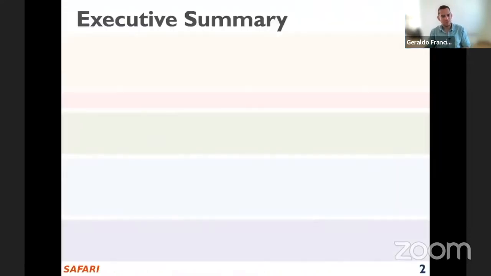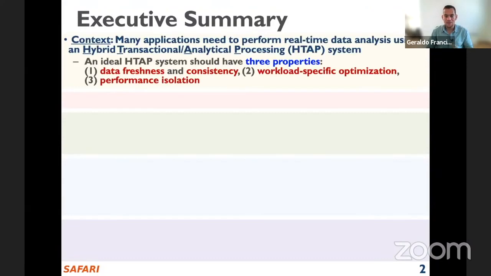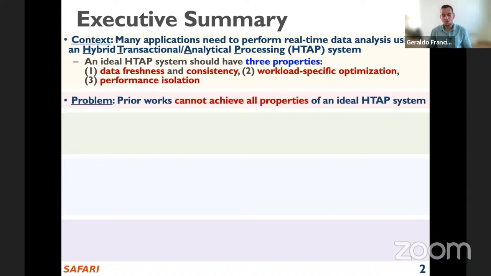Before we start, I'm going to give a brief summary of what this talk is about. Many applications today need to perform real-time data analysis using what we call a hybrid transactional and analytical processing system, or HTAP. An ideal HTAP system should provide at least 3 properties, which are high data freshness and data consistency, workload-specific optimization, and performance isolation. We extensively evaluated state-of-the-art HTAP systems, and we see that they fail to provide all of those 3 HTAP properties at the same time.